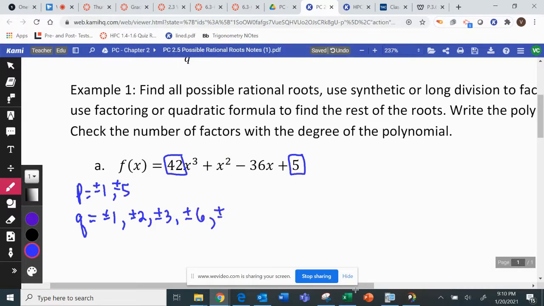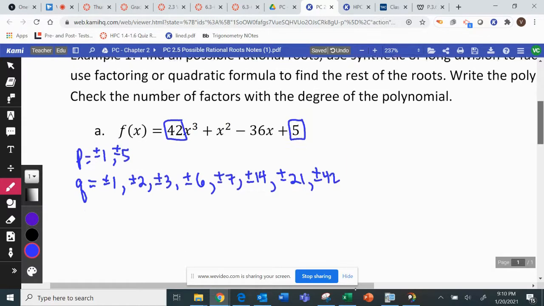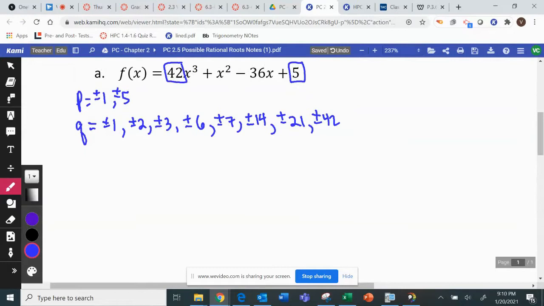6 goes in 7 times. 3 goes in 14 times. 2 goes in 21 times. And 1 goes in 42 times. So those would all be the factors of q. Now to find p over q, we are going to take all of our p's and put them over each q. We're going to find every single combination.